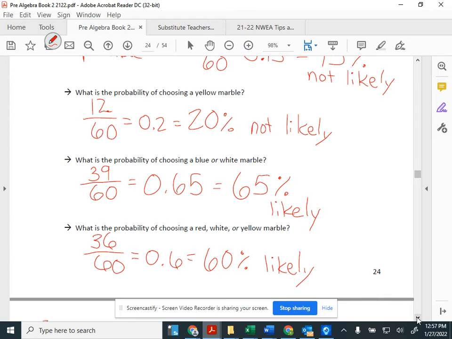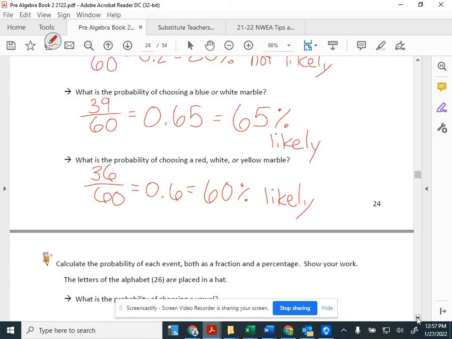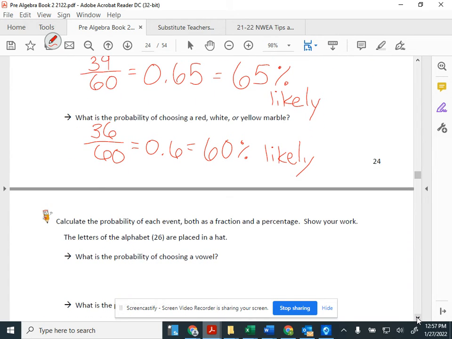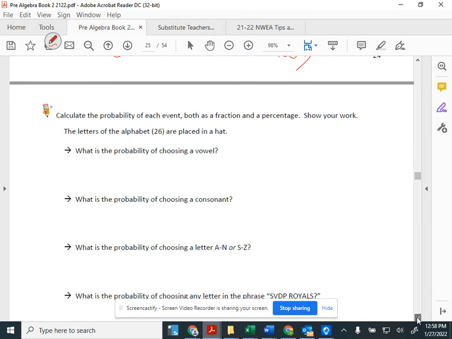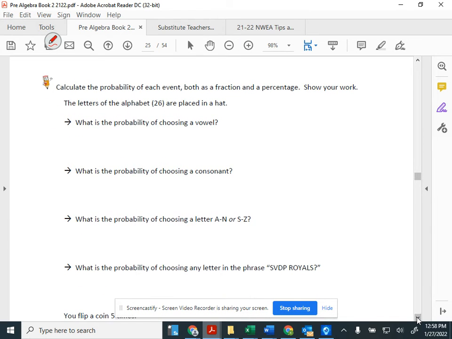Seems kind of easy till we get to some more complicated ones. So let's look at our next page. This is your work for today. We need to calculate the probability of each event, both as a fraction and a percentage. Show your work. So you need to show what you're doing.